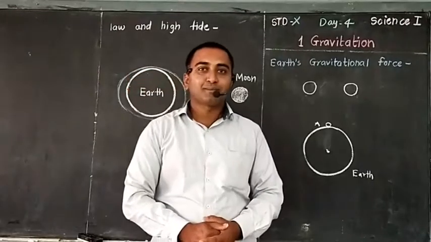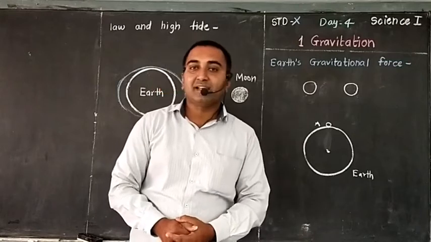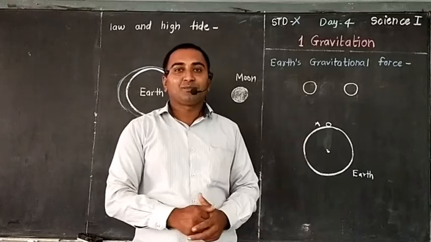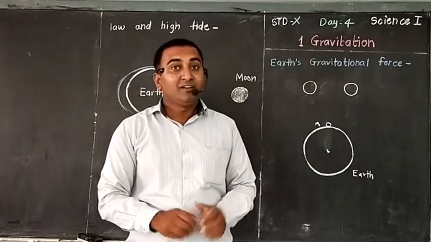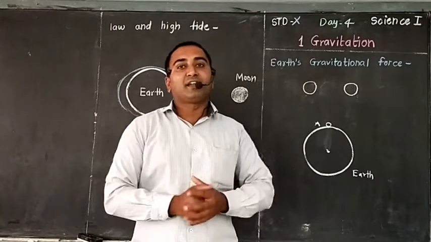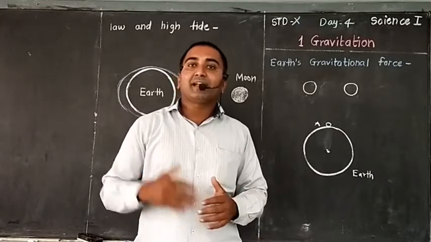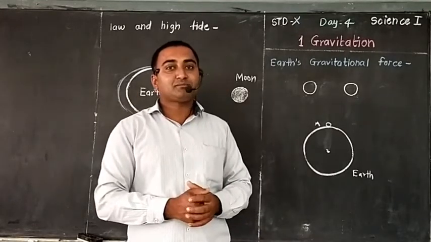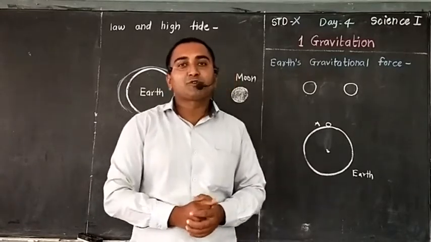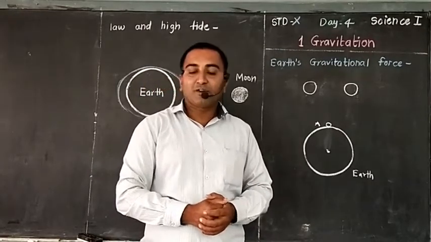Hello students, it is the fourth day of the first lesson, Gravitation, from Science Part 1. So far we have discussed Kepler's laws and Newton's law of gravitation. While discussing Newton's universal law of gravitation, we saw that every object in the universe attracts every other object with a definite force, and that force is directly proportional to the product of the masses and inversely proportional to the square of the distance between them.